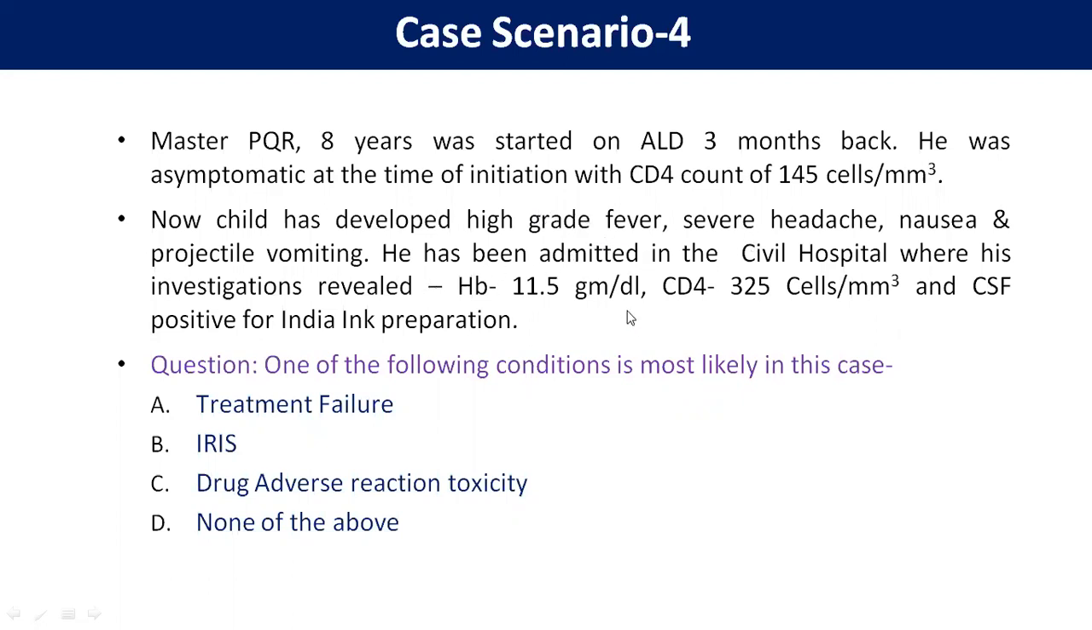What CNS infection? There are two possibilities. One is, as I said, positive India ink, cryptococcal. Or sometimes India ink might not be there, but CD4 has increased. So it may be IRIS. And the commonest IRIS we do get is tuberculosis. There was a tuberculoma which was asymptomatic. After starting ART, there may be an increase in the size or the number or the edema, leading to all the symptoms. So you have to keep IRIS in mind.